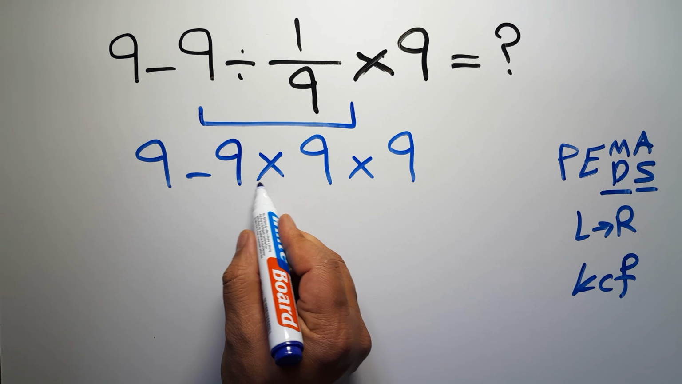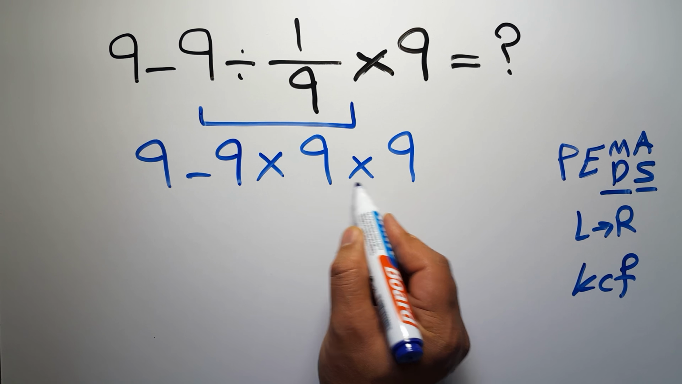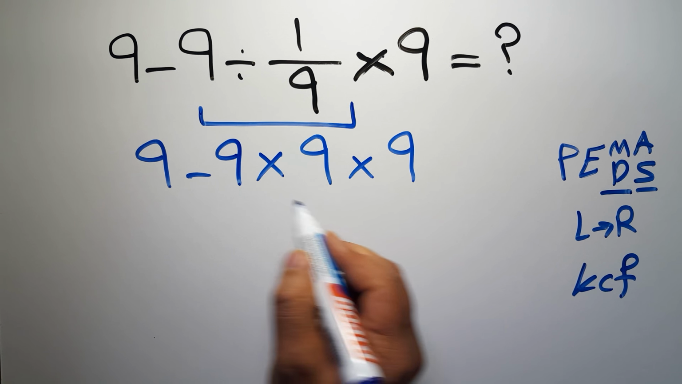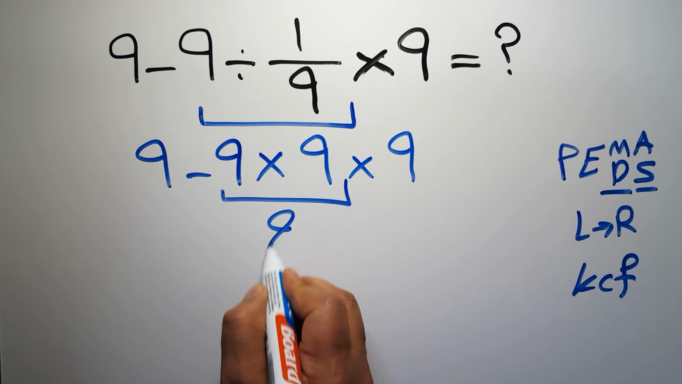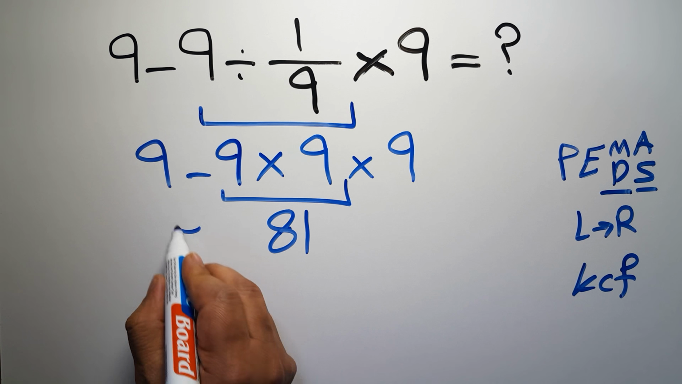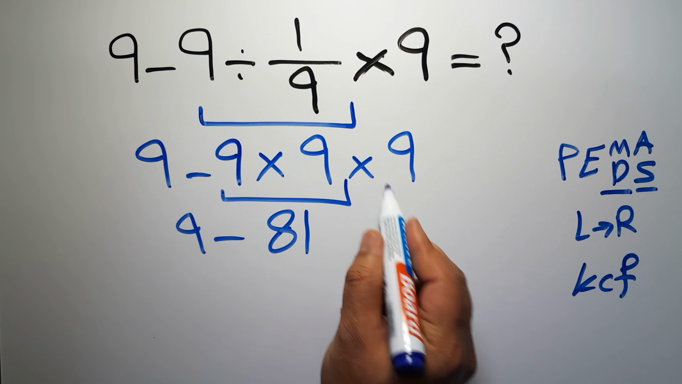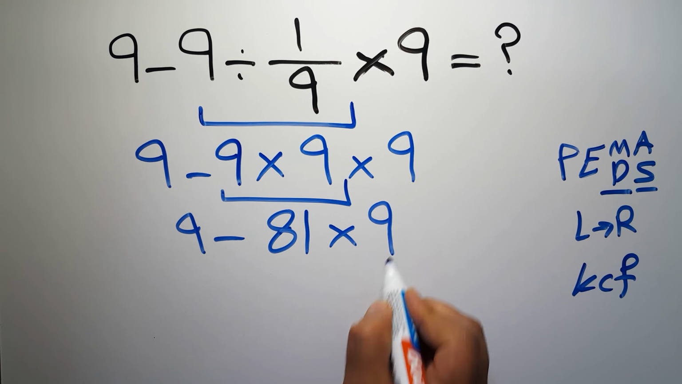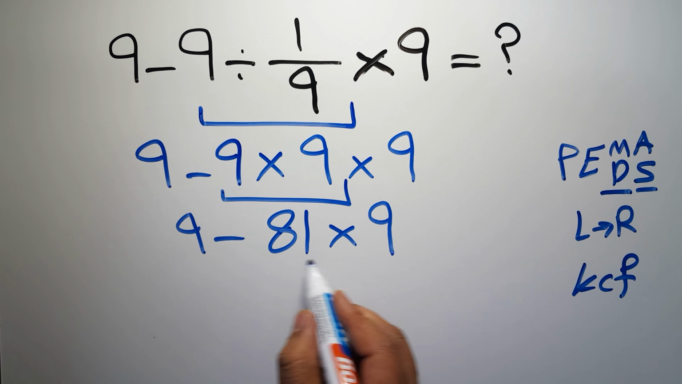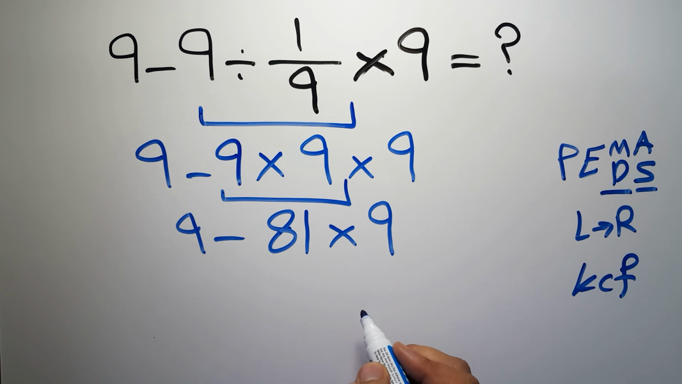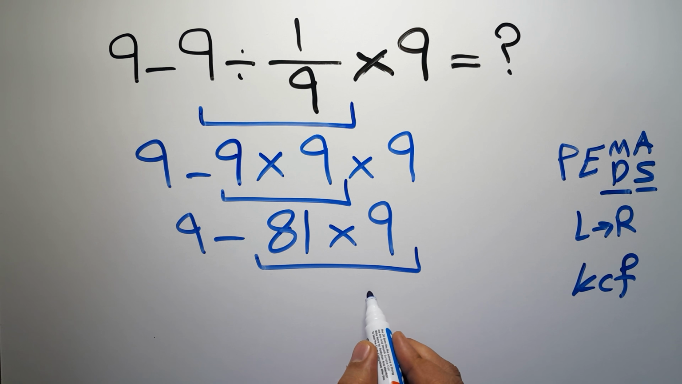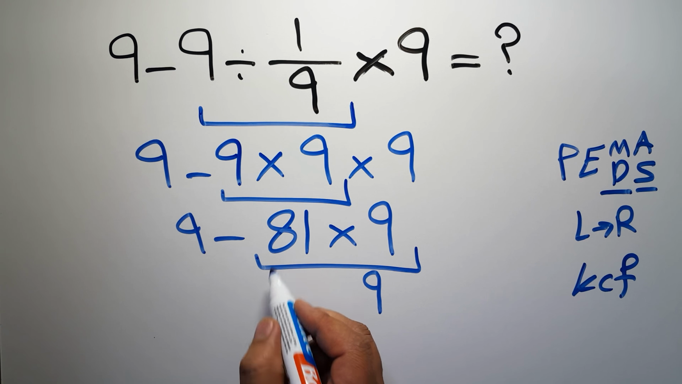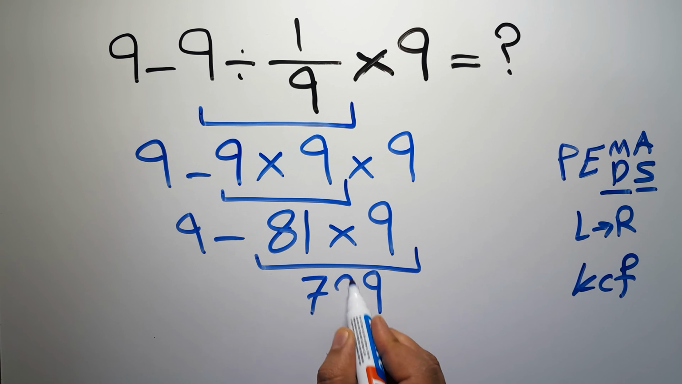Now we have to do this multiplication or this multiplication. Okay, first this multiplication, 9 times 9 gives us 81. So 9 minus 81 then times 9. Okay, first we have to do this multiplication, 81 times 9. 9 times 1 gives us 9, and 9 times 8 equals 72.